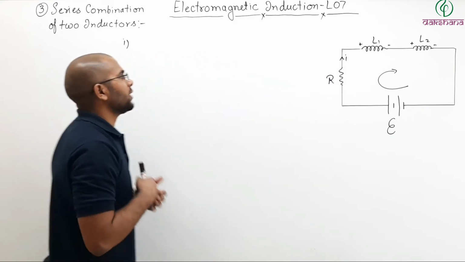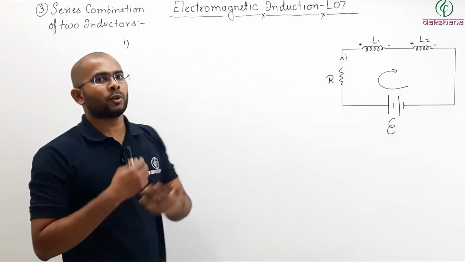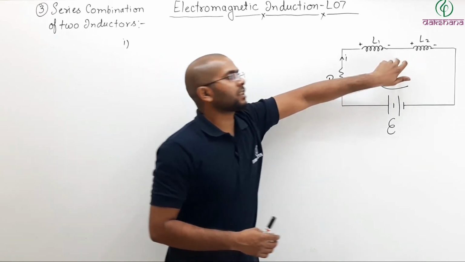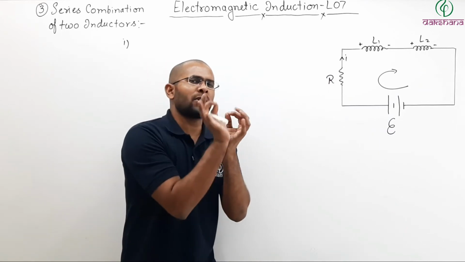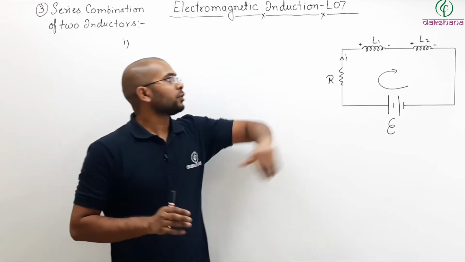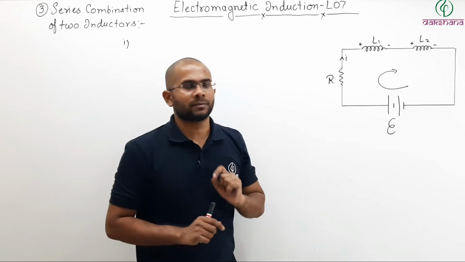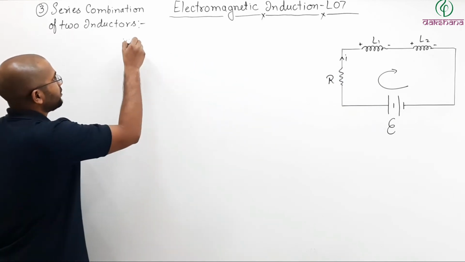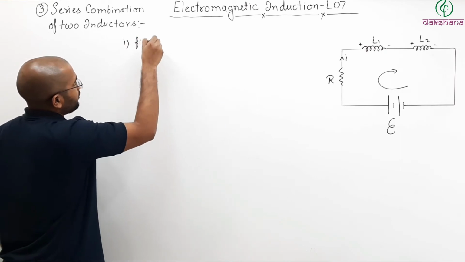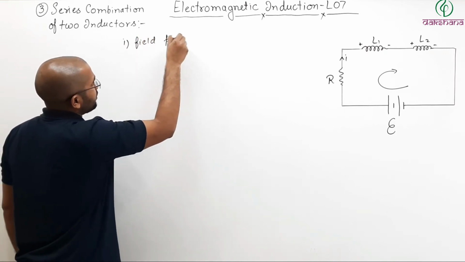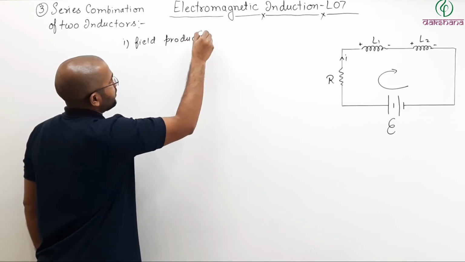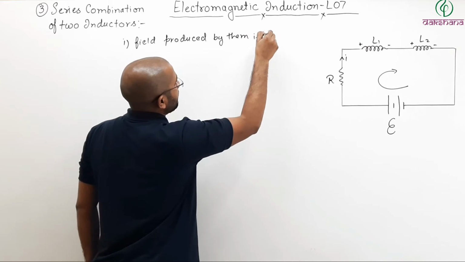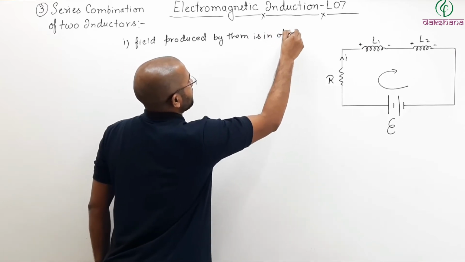So if the magnetic fields produced by these two inductors are in opposite direction, then what will happen? Then these two inductors will cancel out each other's inductance. How will that work? Let us assume for the first case that the field produced by them is in opposite direction.